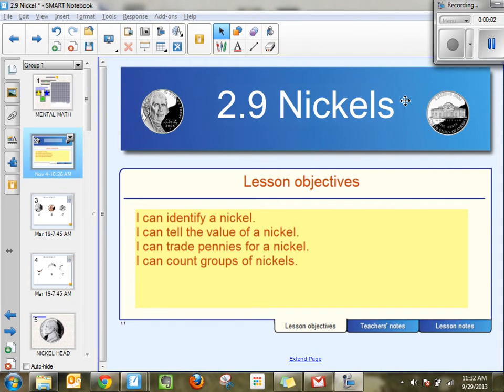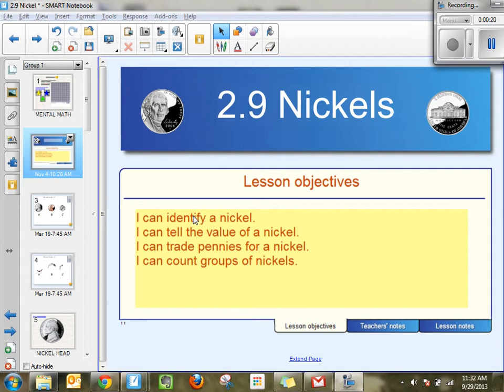Our lesson today is going to be talking about nickels. In the previous lesson, we talked about pennies, and so we're going to continue to talk about money, but today we're going to focus on a nickel. You're going to be able to tell me, first off, what the value of a nickel is. So how much is it worth?